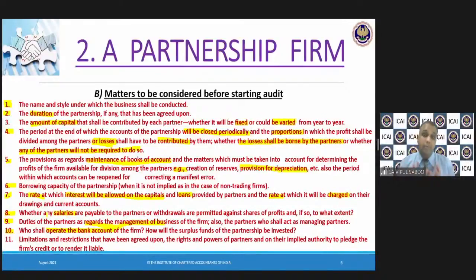So you have to be very sure with the partnership what rights are given to the partners in case of banking operations. And if there are any surplus funds with the partnership, how are they investing it? Is the deed allowing them, or have they written it separately?